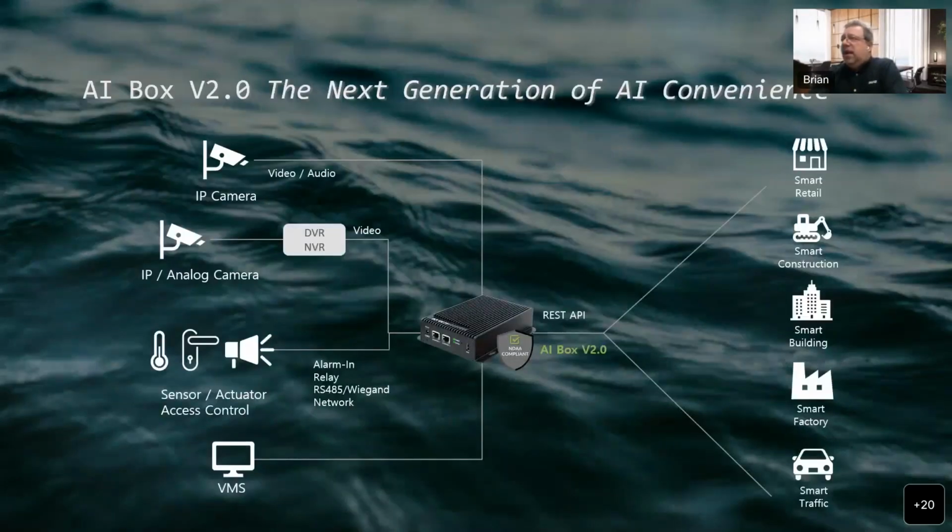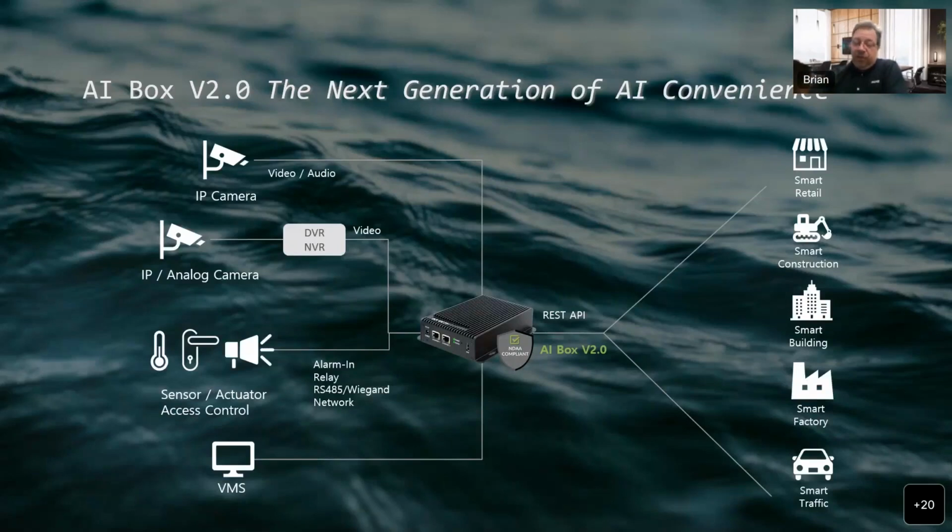So, how does the second generation AI box work? Pretty much the same way the first generation does, in the sense that you're bringing in a video feed. That video feed can come from an analog camera, an IP camera, a DVR, or a VMS.